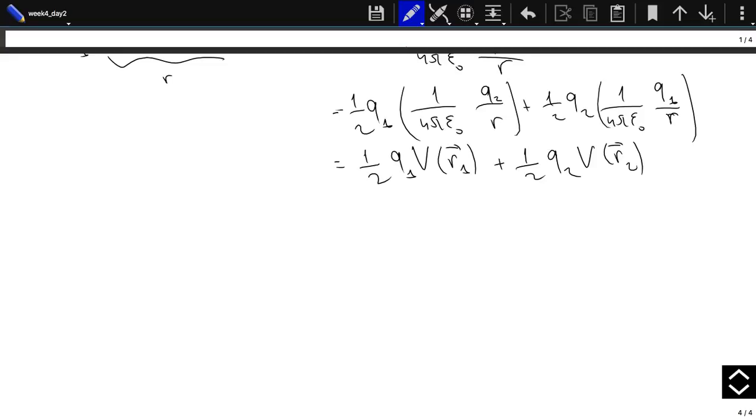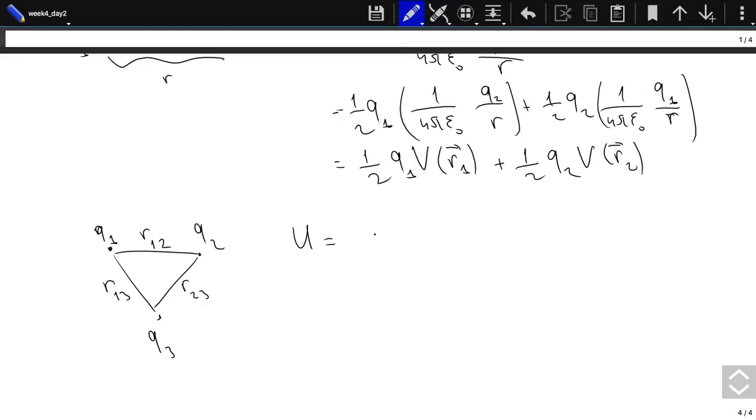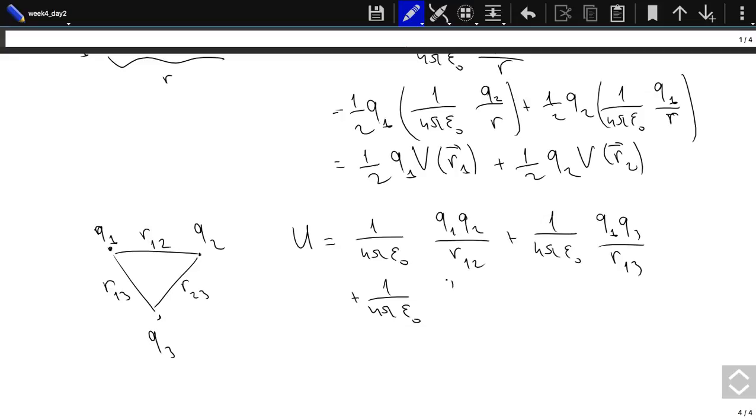Let's try to do a similar thing for three charges, Q1, Q2, and Q3. We had already calculated this potential energy. Let's call this distance R12, this is R13, R23. We considered all possible pairs and wrote the potential energy for each pair. So this was equal to 1 over 4 pi epsilon 0 Q1 Q2 over R12, plus 1 over 4 pi epsilon 0 Q1 Q3 divided by R13, plus 1 over 4 pi epsilon 0 Q2 Q3 divided by R23.